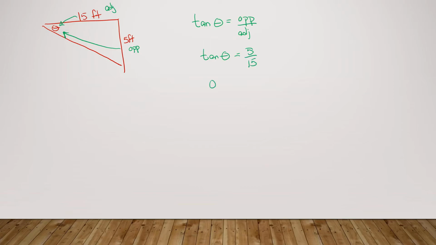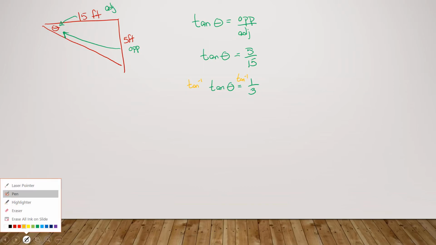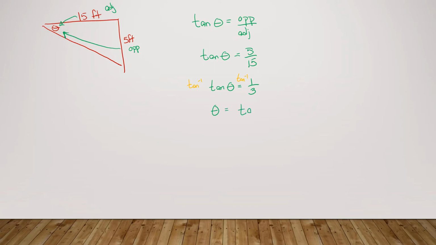And let me get rid of that. And this fraction is not going to be in a decimal very nicely, so I'm going to leave it as a fraction of 1/3. But once again, to get theta by itself, you're going to have to take the tan inverse, aren't you? Good. So when you take the tan inverse, you are simply going to be left with theta equaling the tan inverse of this fraction 1/3.